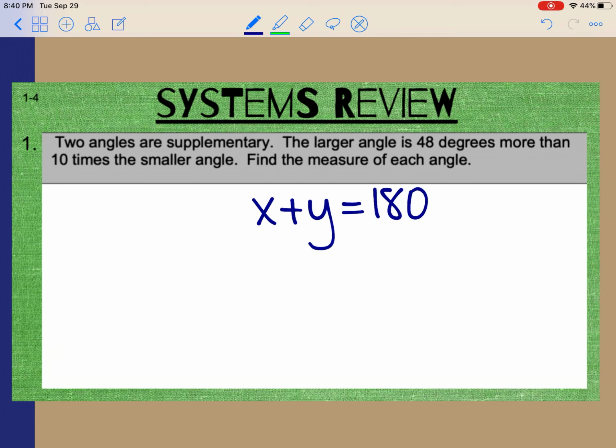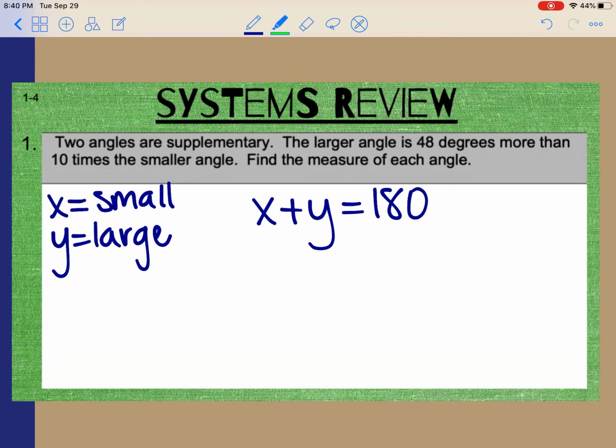Now, the reason I chose two different variables is because we're talking about two different angles. If we look at the next sentence, it talks about the larger angle and the smaller angle. So let's identify who is who. If we're using x and y, let's say that x is the small one, and this can be reversed. It doesn't have to be in this order. Just make sure you identify who is who.